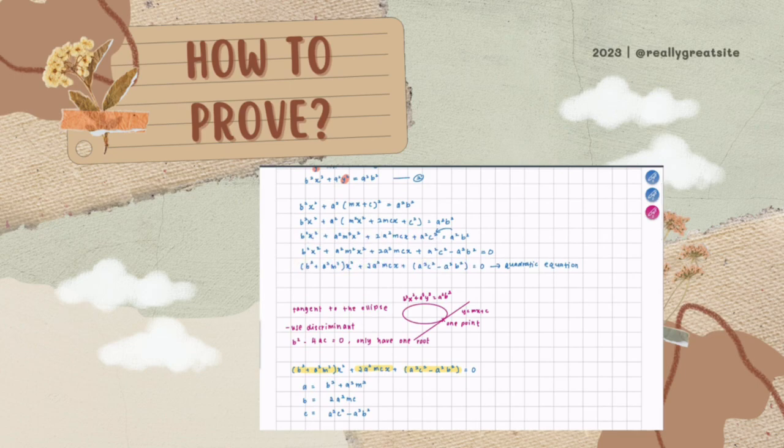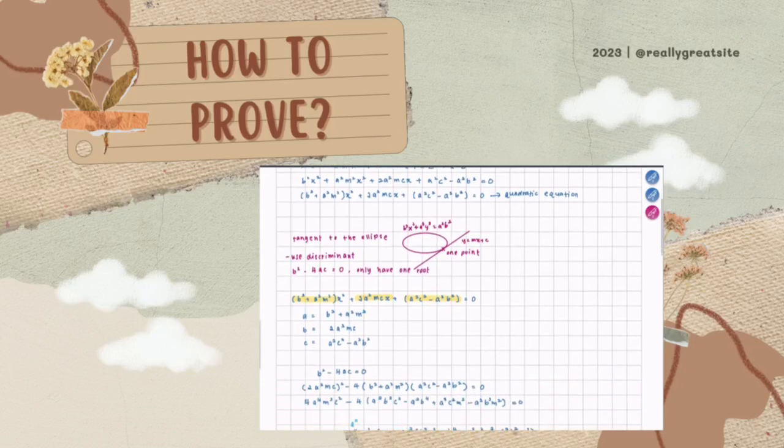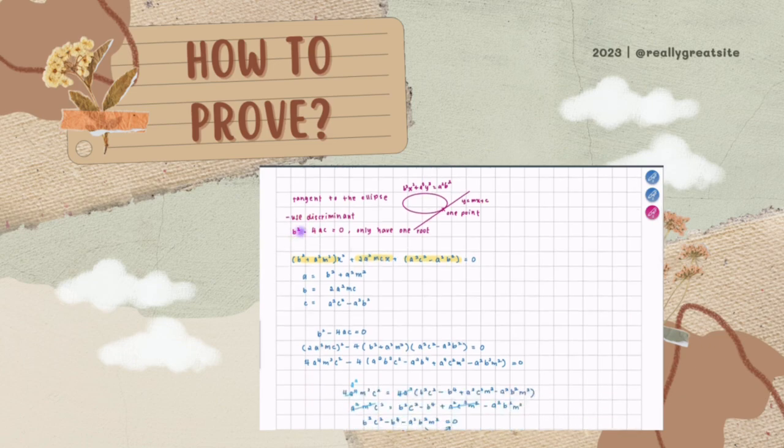final quadratic equation. So when we look back into the question, it says y = mx + c is tangent to the ellipse. So y = mx + c is a straight line, and b²x² + a²y² = a²b² is an ellipse equation. So when y = mx + c crosses the ellipse, it will have 1 point. So we need to use the discriminant formula, b² − 4ac = 0.